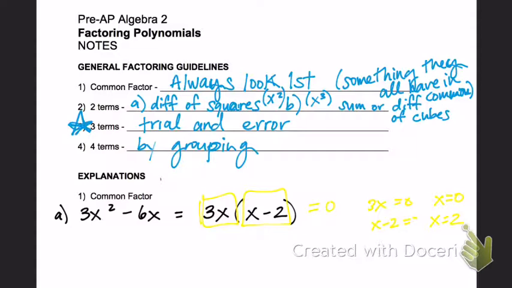Okay, next example. Negative 8x squared plus 16x. What should I take out? 8x. Should I take out a negative 8x? Or does it matter? It doesn't really matter. So if I wanted to take out 8x, then I would be left with what? Negative x plus 2.